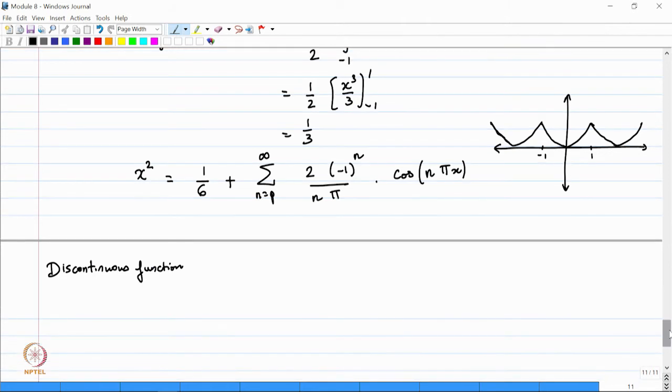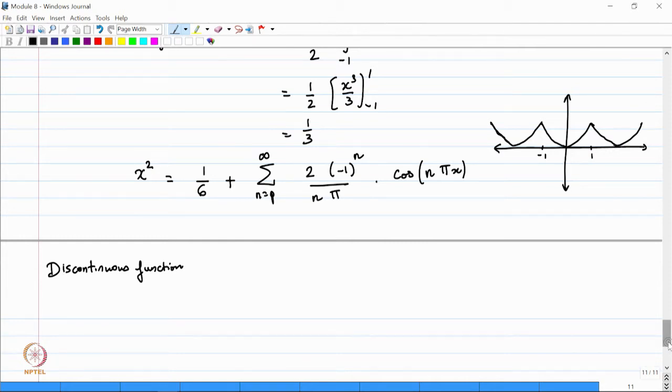Incidentally, what I would encourage each of you to do is to actually take the first term. Put n equal to 1, calculate cos pi x, and try to plot by taking a finite number of terms. Take n equal to 1, then n equal to 1 and 2, then 1, 2, 3. Take more and more terms and you can actually see how this infinite series will converge to the x square function. That is an interesting exercise that I encourage all of you to do.